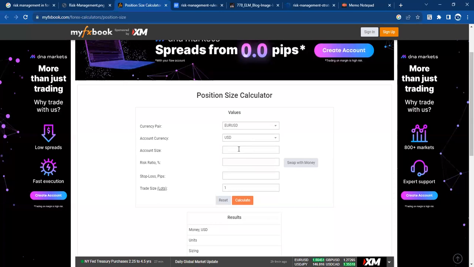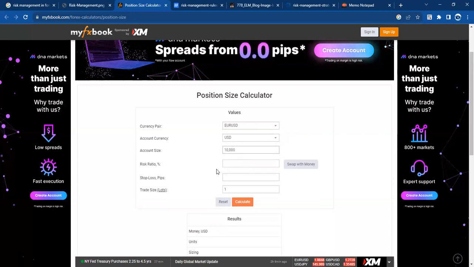So for example, in this case, we have EURUSD for the market we are trading, and the currency is USD, always should be USD unless you have a different currency for your trading account, right? So if your trading account is in USD, you need to have USD always there. So your account size, so let's say, for example, you are trading a 10,000 USD account. So if this is your account size, the risk ratio, so what ratio do you want to use on your account?